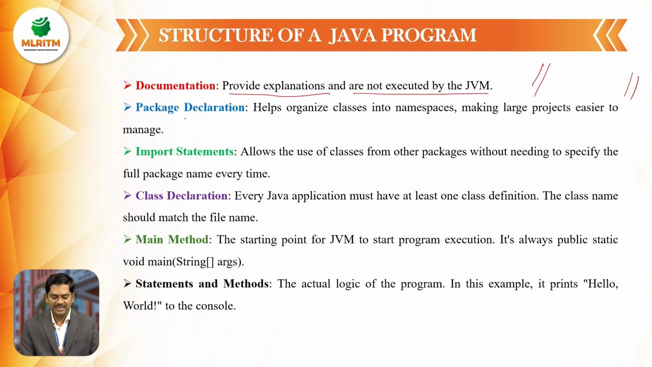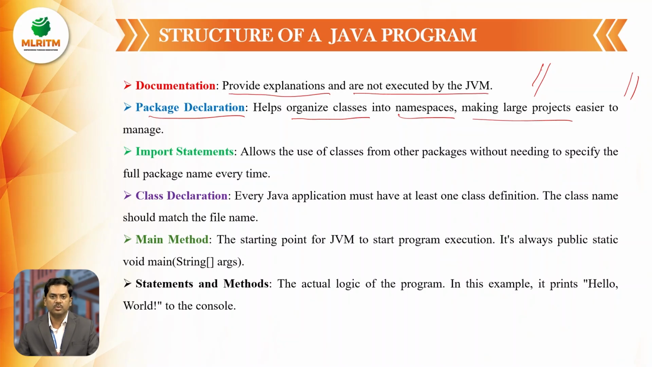Next is the declaration of the package. For any Java program, we should find out which package category the objects being used come under. There are different packages, such as the util package, the IO package, and different varieties of packages. So we should initially declare the type of package where the object is contained. That is very, very important. The package organizes the classes into namespaces, making larger projects easier to manage. That's about importing the package.